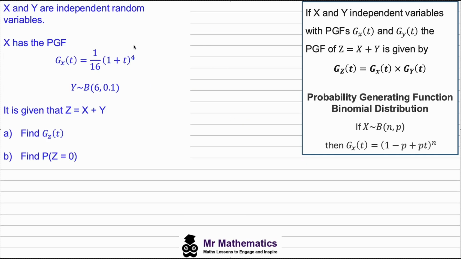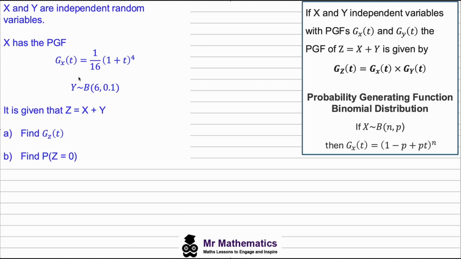Okay, so for our third question, we're given that x and y are independent random variables, and x has this probability generating function, and y is distributed binomially with 6 trials and a probability of success 0.1. And it is given that z is the sum of x and y. We've been asked to work out the generating function for z in terms of t, and then find the probability that z equals 0. So do you want to try this question yourself? You can pause the video and come back when you're ready.